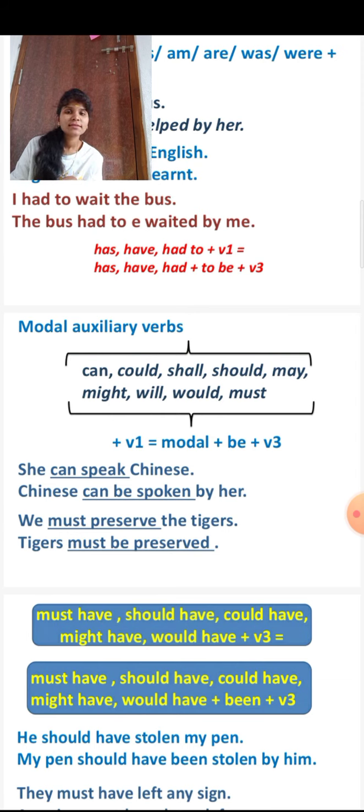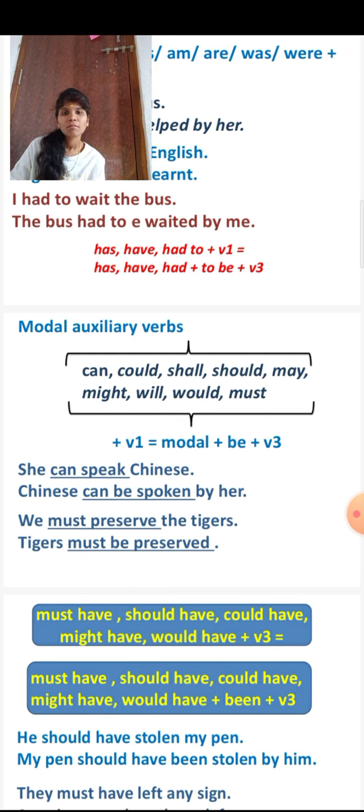So modal auxiliary verb plus V1 becomes modal plus be plus V3. How is it possible? You have to add be for the modal form, and after the be form you have to add the participle. She can speak Chinese.